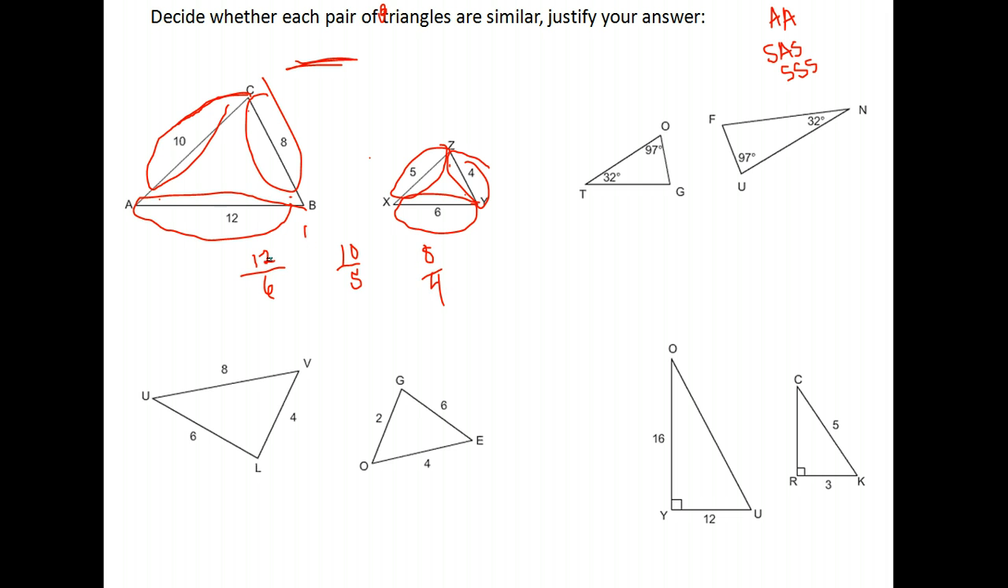Reduce each of those. 12 divided by 6 is 2. 10 divided by 5 is 2. And 8 divided by 4 is 2. Notice they all equal the same thing. So yes, these triangles are similar. And they are similar by side, side, side.